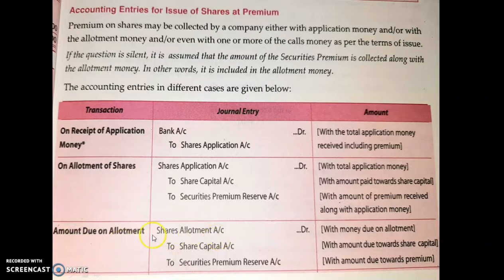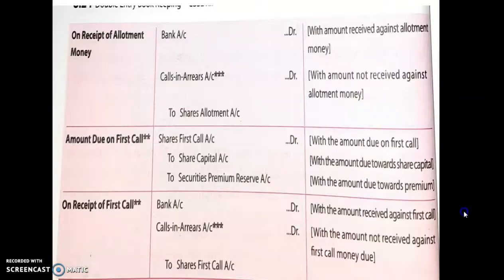Next entry is for the allotment due. Here the journal entry will be share allotment account debited to share capital account and to securities premium reserve account. This is the due entry, remember children. And now next, the receipt entry will be bank account debited to share allotment account.